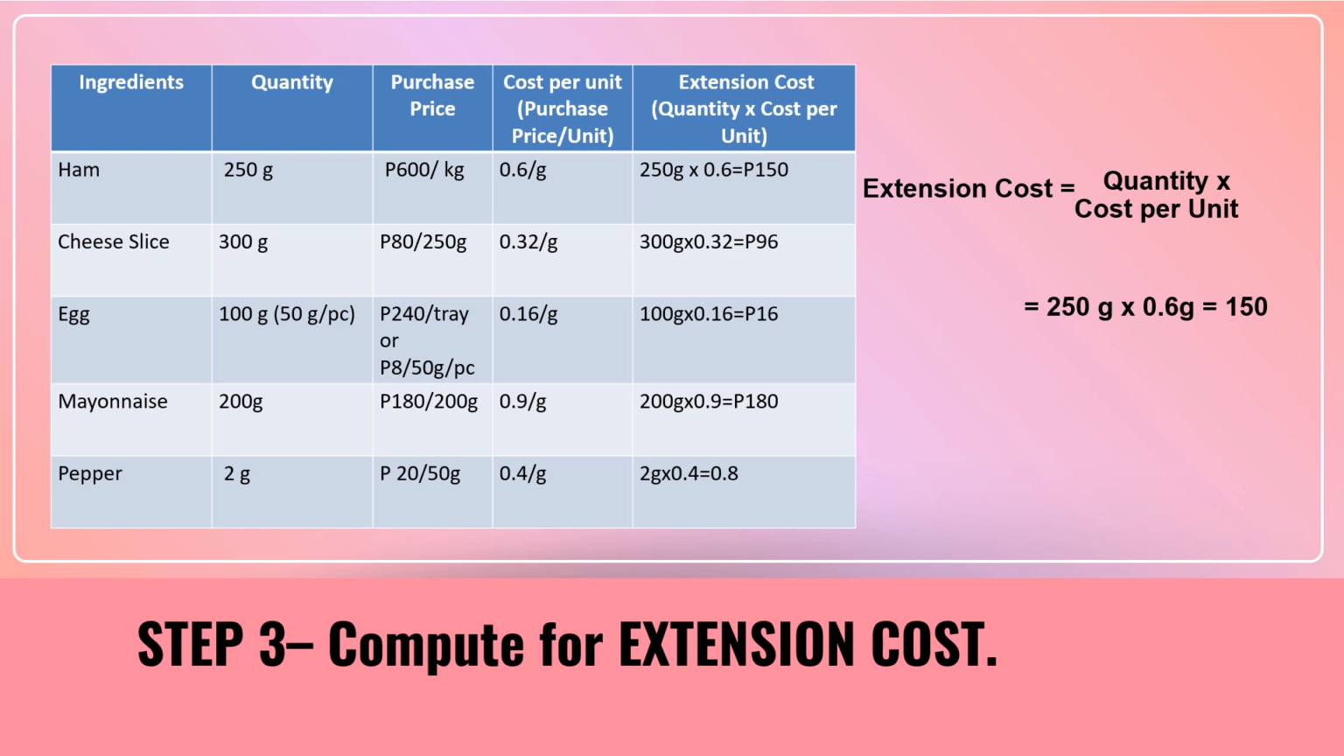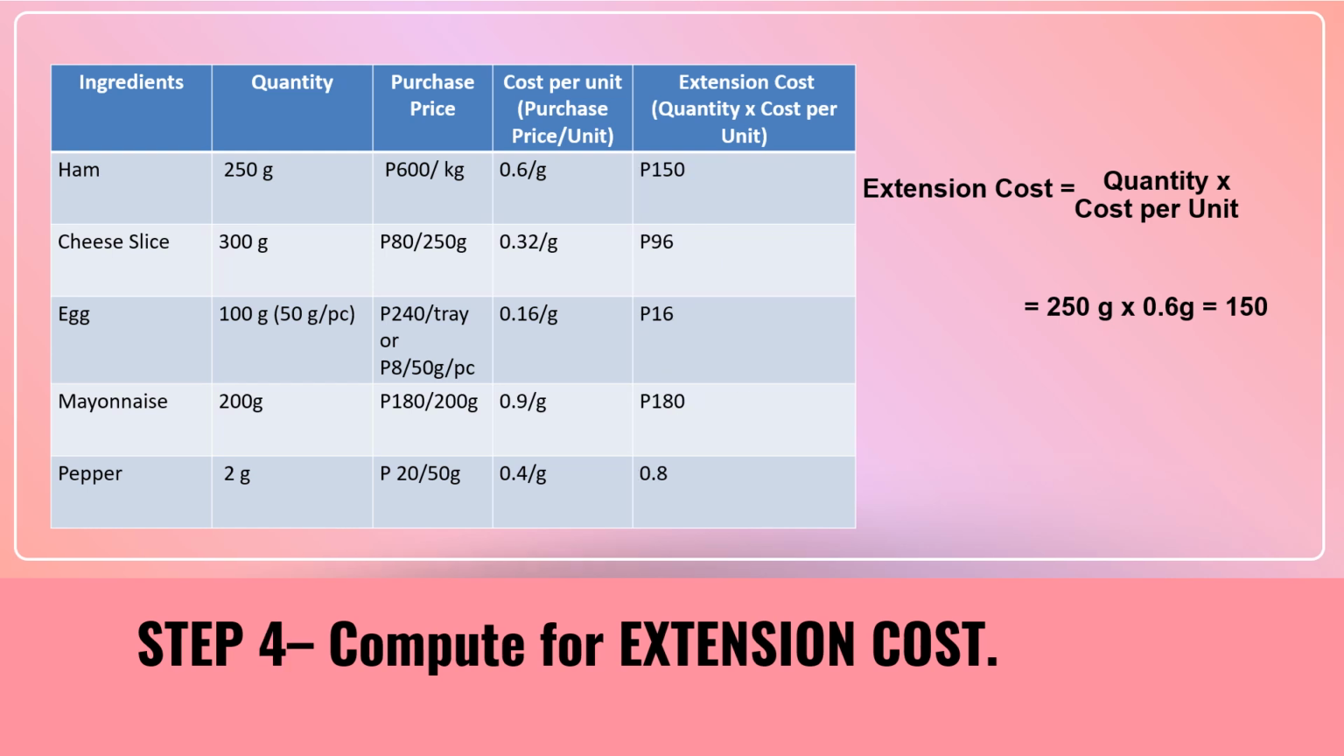For the mayonnaise, 200 grams times 0.9 is equal to 180 pesos. For the pepper, 2 grams times 0.4 is equal to 0.8. That's how we compute the extension cost.